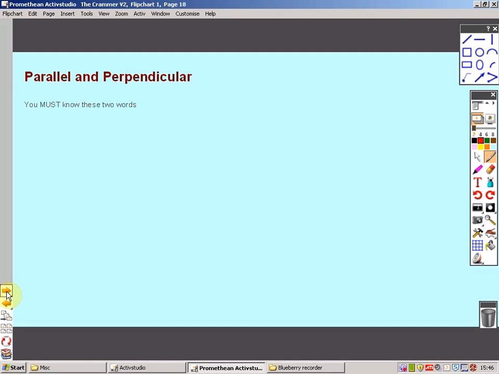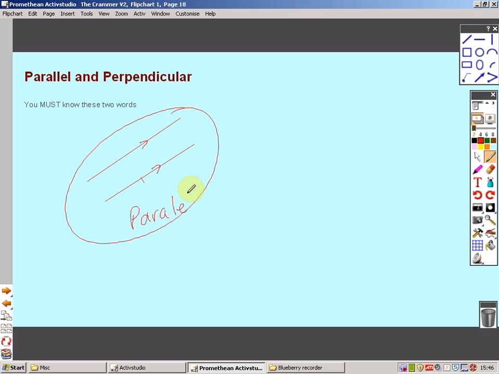Okay, parallel and perpendicular. You sometimes are asked to mark parallel lines and perpendicular lines. Parallel lines are any lines that are going in exactly the same direction. The old train tracks never meet type idea. Often we put arrows on to show they are. So those ones there, parallel. Parallel.